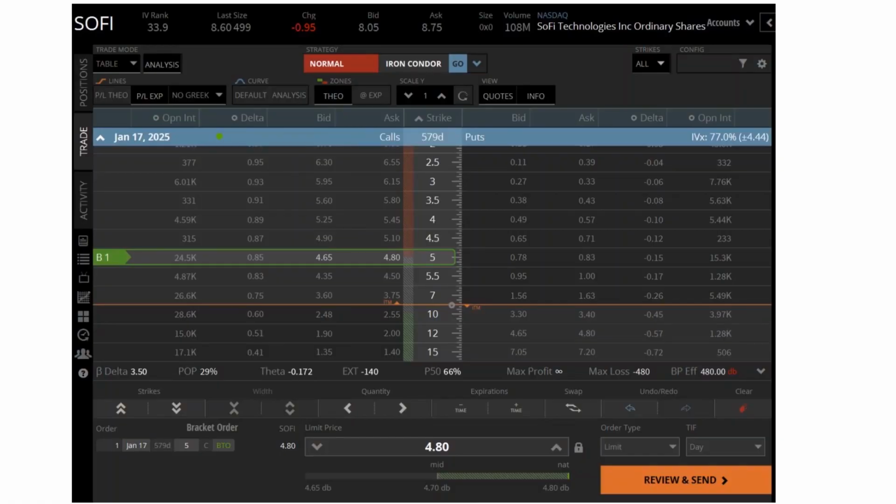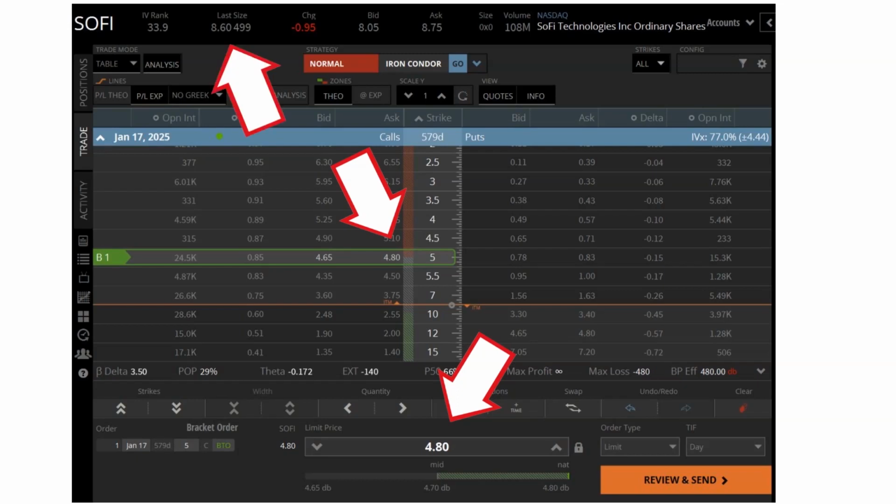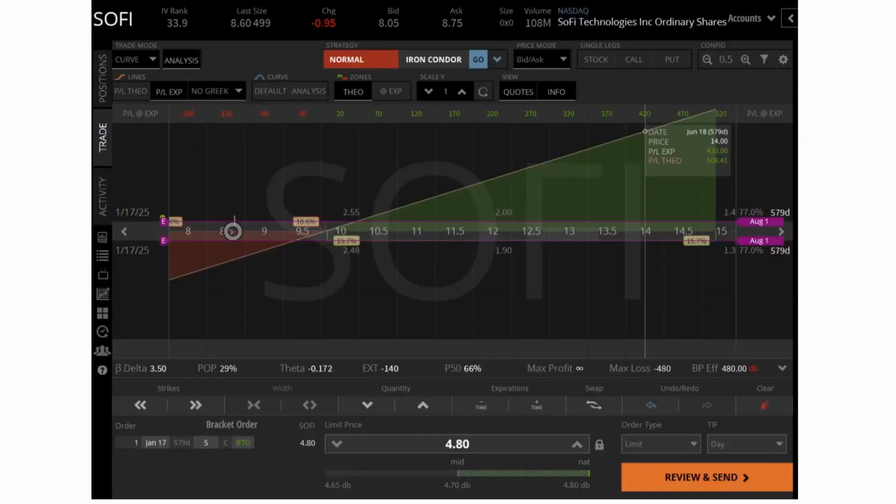We click on the ask of the $5 strike and pay $4.80 or $480 to buy this Leaps option. Now the current stock price is $8.60, so it would cost $8.60 times 100 shares or $860 to own 100 shares of SoFi. We are controlling the same 100 shares for $480 or almost half the cost. Switch to the curve mode and we see that just like owning the stock, as the price moves up over time, our profit increases just like owning the stock.